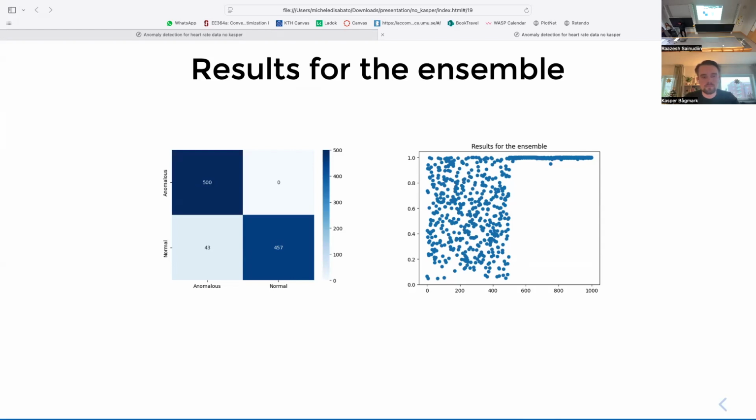More of a basic question. Which axis here is the predicted and which is the actual? Because there's one of the mistakes where it's 0 and 1 where it's like 43. So is it confusing normal ECGs for anomalous or anomalous ECGs for normal? The plot on the right, yes, on the confusion matrix. Yes. Oh, left.